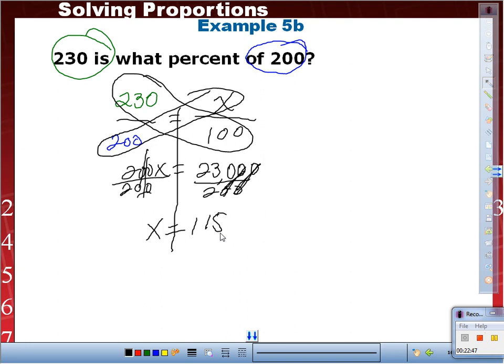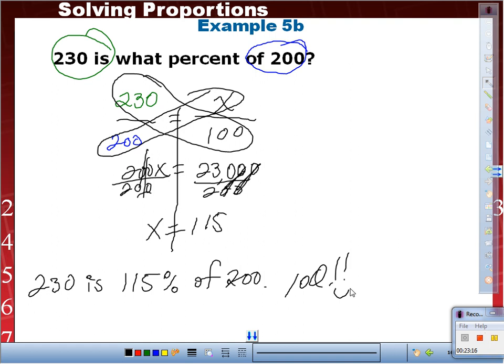So what would be our statement? Eric, go. Hold on. Let's start it off the way it's written. 230 is 115% of 200. Hands up if you got that. Okay? Fairly simple? Yes? Hopefully.